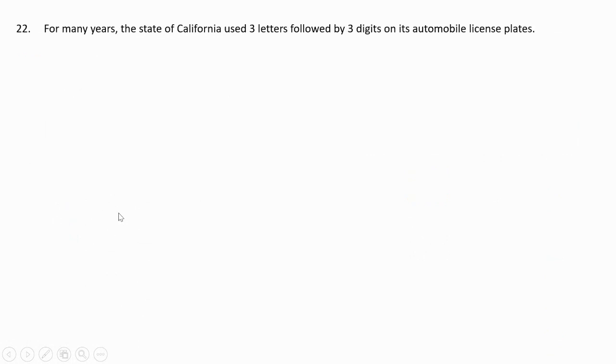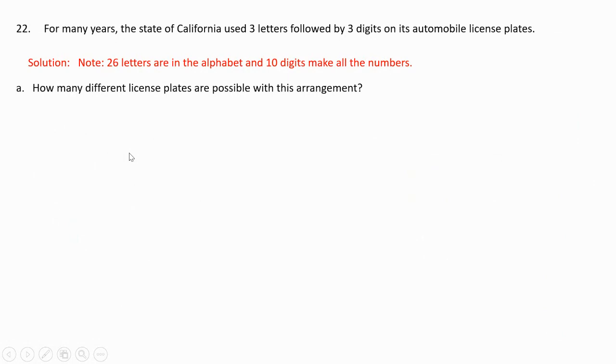Okay. Now, let's do number 22. For many years, the state of California used 3 letters followed by 3 digits on its automobile license plates. This is also asking how many ways can we write arrangements. So this is 3 letters followed by 3 digits. We know that there's 26 letters in the alphabet, and 10 digits make all the numbers. So here, guys, they don't show you a restriction. So it's going to be 26, 26, 26, and 10, 10, and 10, because there's no restriction.